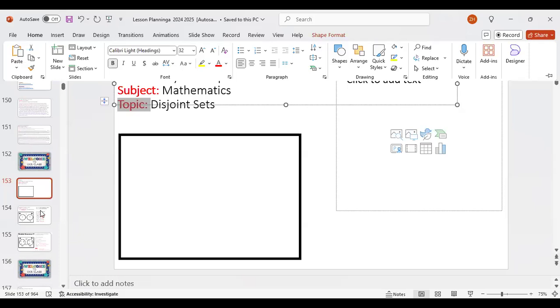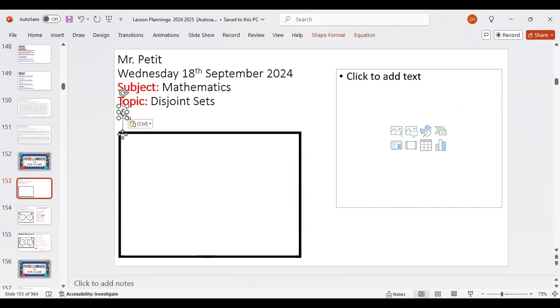When we're talking about disjoint sets, what are we talking about? We're talking about two circles in a Venn diagram that aren't joined together with an intersection. Very good. So two separate circles.